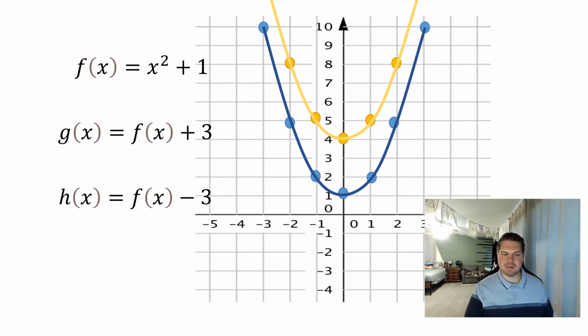Now h of x, when we plot those points, you're going to notice the same pattern. Again, it's the same graph, it's just shifted down 3.